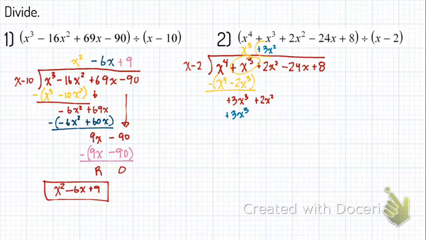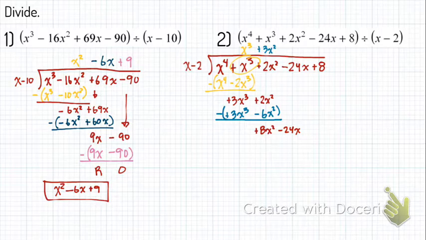Then I do that again. Positive 3x squared times negative 2 is negative 6x squared. Put parentheses around this, and a subtraction sign. Ask myself, what's 3x cubed minus itself? It's 0, right? Positive 2x squared minus negative 6x squared: when we subtract a negative, we're really adding, so it's going to be positive 8x squared. Bring down the next term, negative 24x.